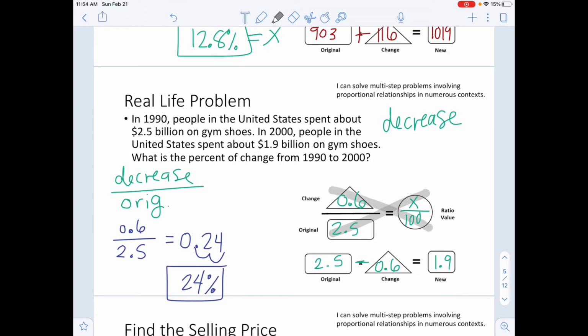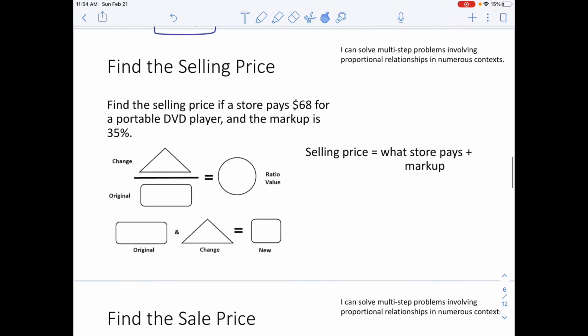Okay, we could also just cross multiply here so we don't have to convert. And we get 60 equals 2.5x. Divide both sides by 2.5. And we get, oops, sorry, this should be 60. I was going to say that doesn't seem right. 60 divided by 2.5, and we get 24%. So you get the same answer either way. Okay, so that amount of change over the original is the percent of change.